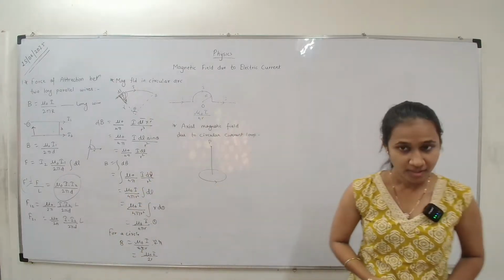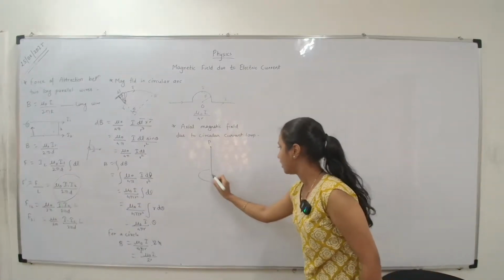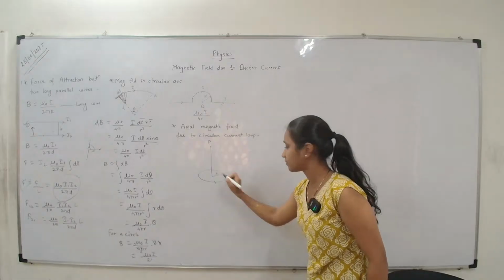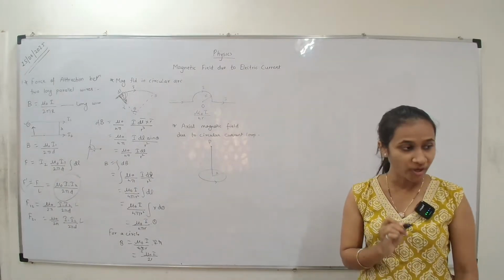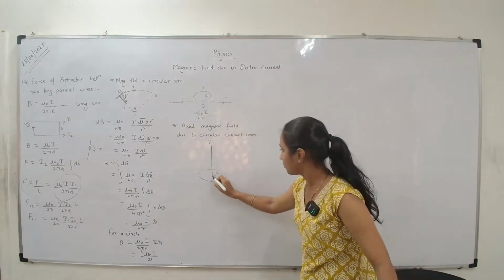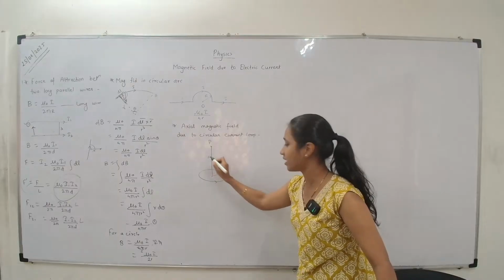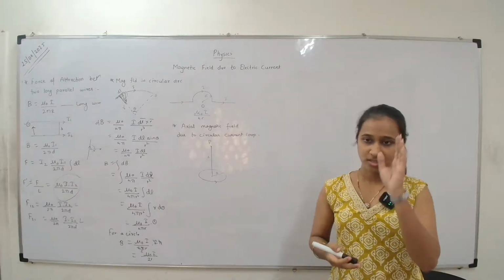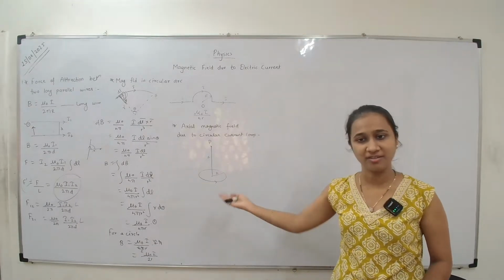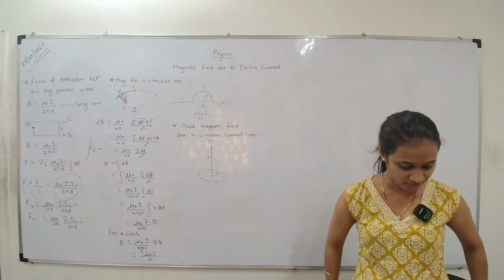ठीक आहे. या सर्क्युलर लूपची रेडियस आहे कॅपिटल R and distance of point P from the center of the circle is Z. का Z consider केला? Because it is on Z axis. So Z चा coordinate will be the distance of that point from the center.